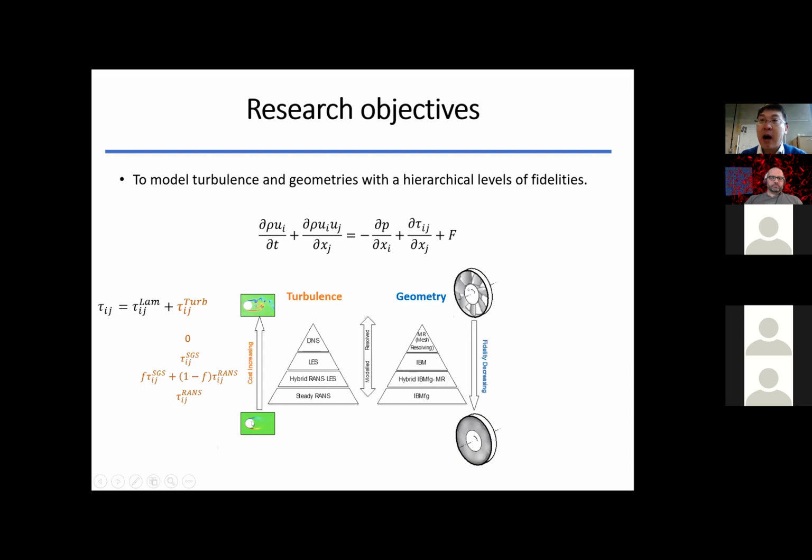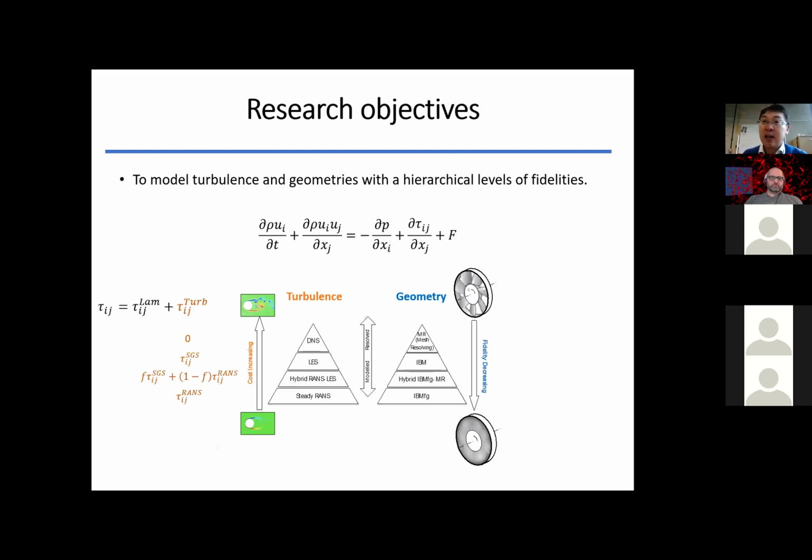And in between, we have the hybrid method, which hybridizes the LES with the RANS, and we can blend the two stresses using a function, f. This f is a spatial function. So, for example, in the classical DES method, this function is just based on the grid spacing, and in the DES, we want to model the whole RANS layers using the RANS, and the other part using large eddy simulation. That's a hierarchical modeling of the turbulence.